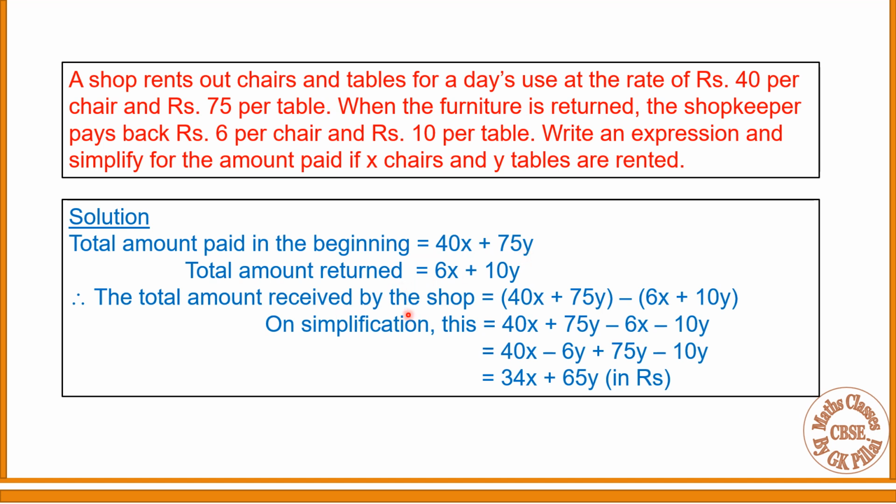Now the total amount received by the shopkeeper will be this minus this, 40x plus 75y minus (6x plus 10y). Now you have to open the bracket by changing the sign of these two and simplify. Simplify means 40x minus 6x plus 75y minus 10y. That will be 34x plus 65y in rupees. That is the amount received by the shopkeeper.